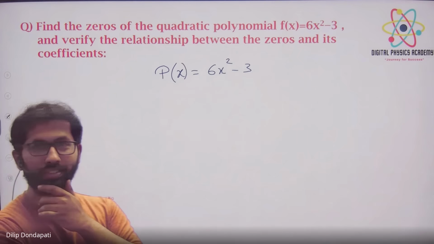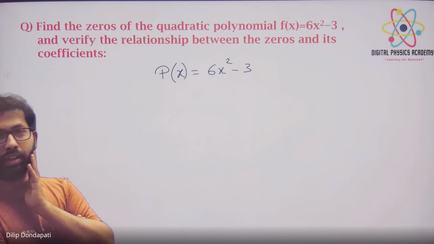So the zeros will be -1 by root 2 and 1 by root 2. ओके देखेंगे.